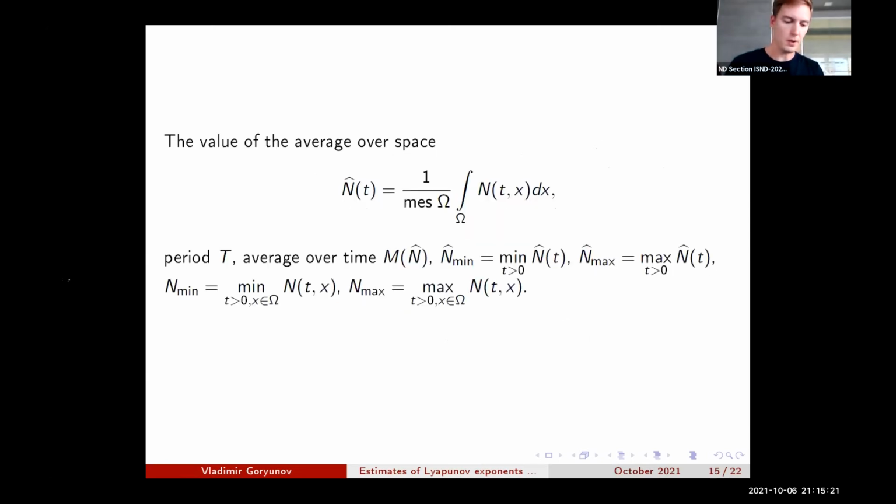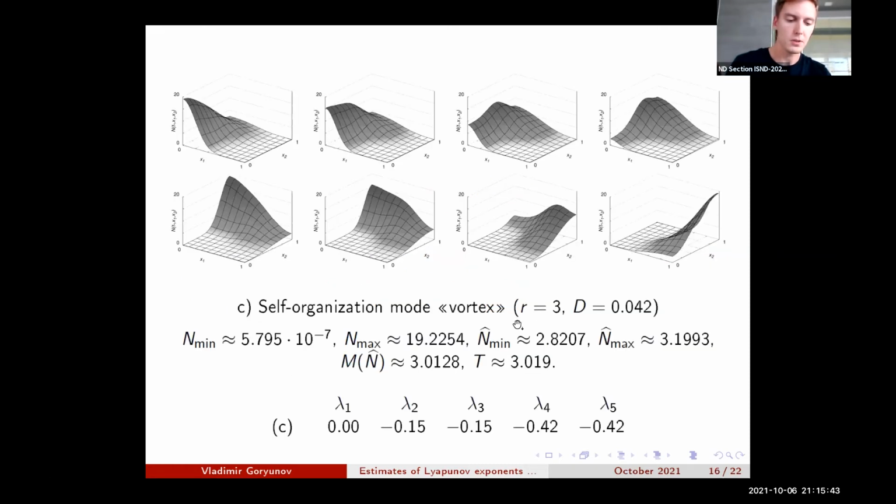Before we move on to the next modes, we will introduce some numerical dynamic characteristics: the average over space, the average over space and time, the minimum and maximum of the average over space, and the minimum and maximum of values in the area. So the next mode is called vortex. Here we can see that the average over space and time is far from zero. That indicates the self-organization nature of this mode.